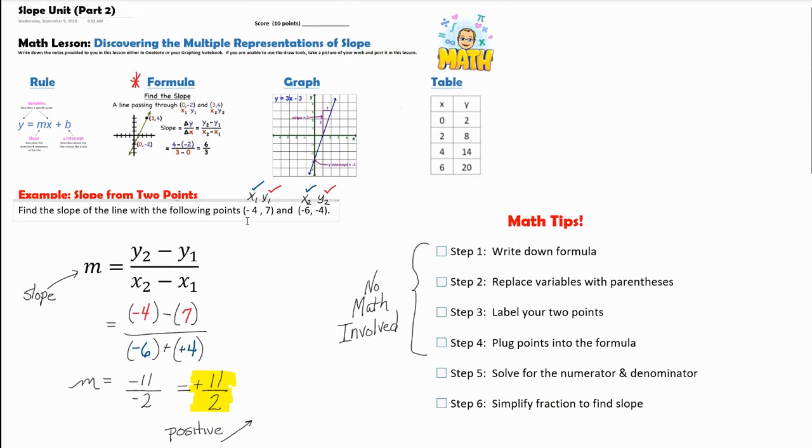So in part 2, we are discovering the multiple representations, and today we focused on the slope formula, where we were able to find 2 points that were placed on a graph. We know that we can find the difference of those 2 points by the formula of y sub 2 minus y sub 1 divided by x sub 2 minus x sub 1. And once we plug in the points correctly into the formula, we are going to find the slope. I provided 6 steps for some math tips to help you out.